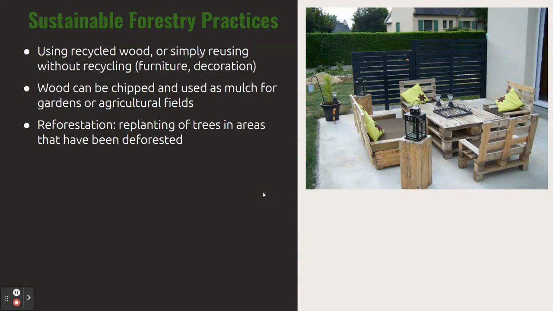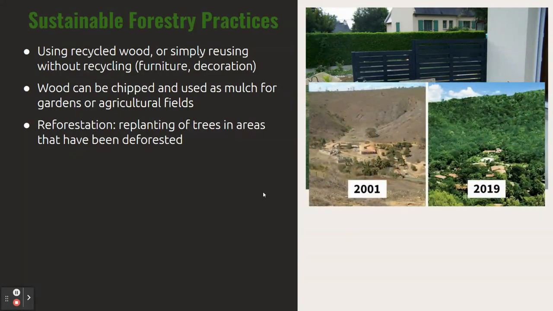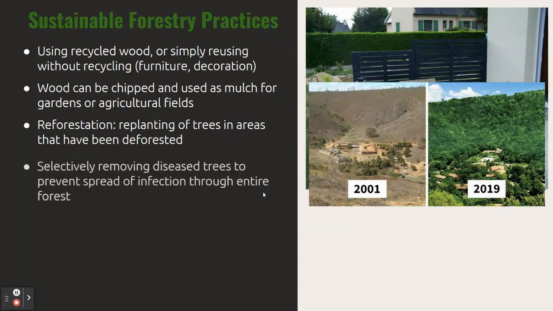Reforestation. So reforestation is really just replanting trees in an area that's been deforested. This is a really impressive effort. These were some photographers in Brazil who decided to reforest this valley area, and you can see an amazing difference in just 18 years. And you can just imagine how much more diverse that after picture is going to be as opposed to the before picture.